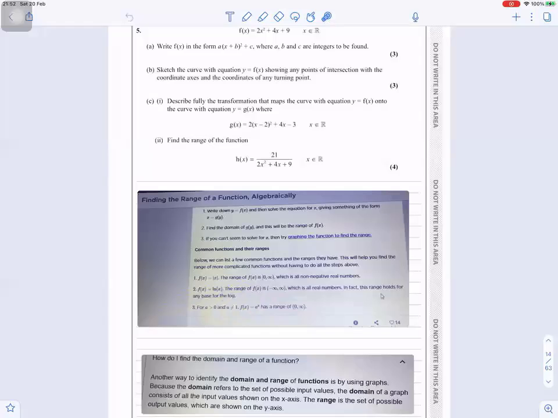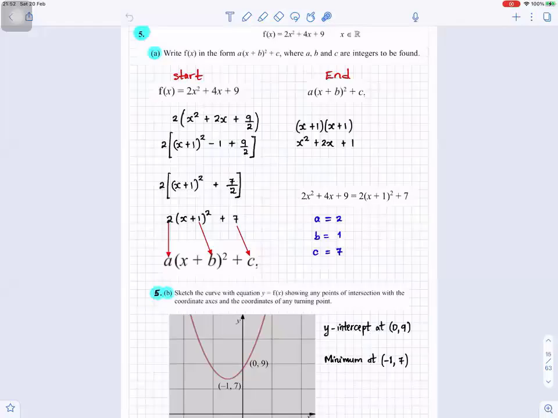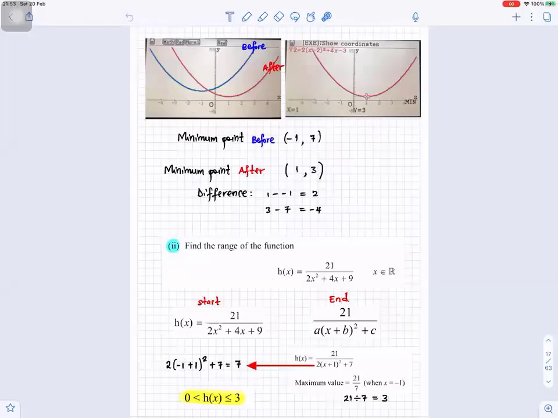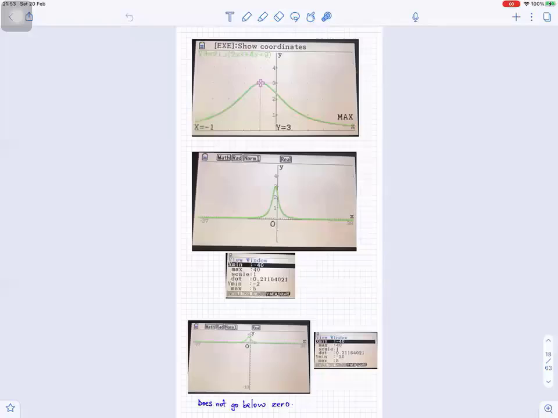So that's question 5, that's question 5A and B. Question 5C, part 1. Question 5C, part 2. And the rest of question 5.